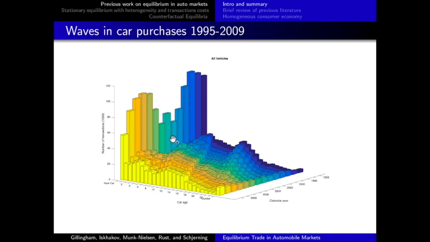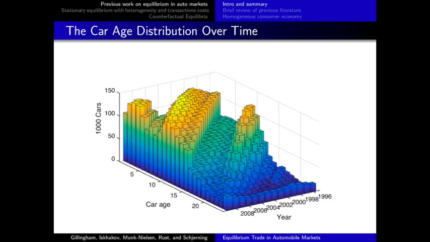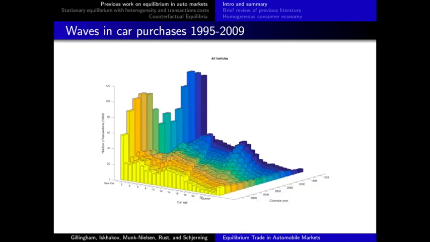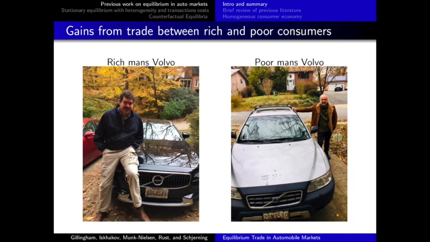But then there are also waves in the used car purchases, and they're kind of reflecting the distribution of car ages over time. So if there are a lot of cars changing hands, well, then there are also waves in the car age distribution. And then macroeconomic conditions themselves can also have an impact on the amount of sales. All of this is pretty complicated to model because there are so many things going on simultaneously.